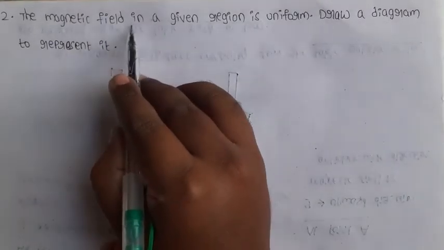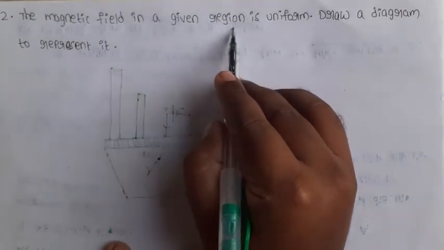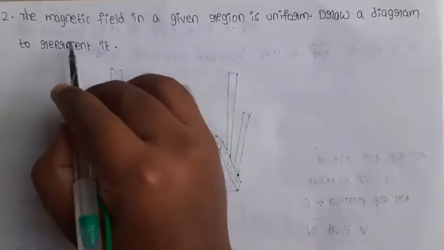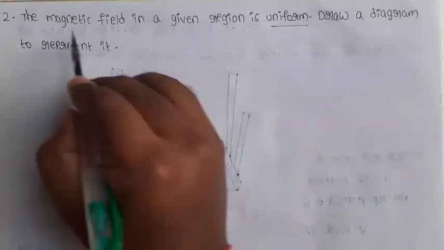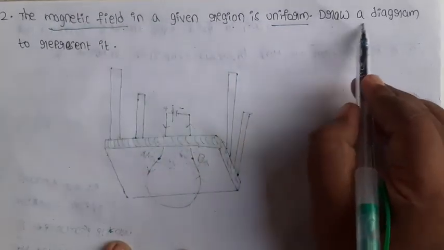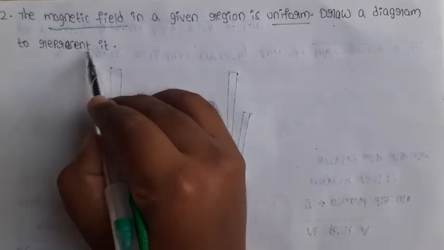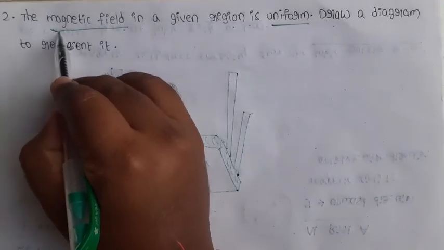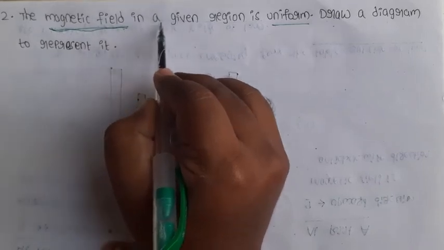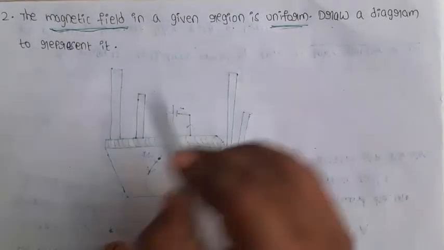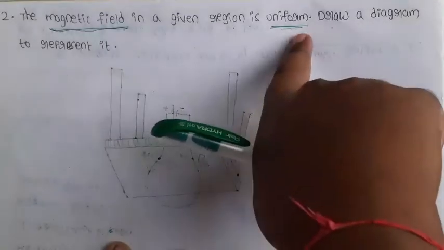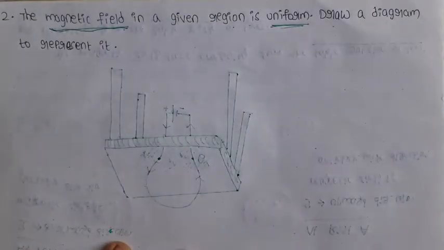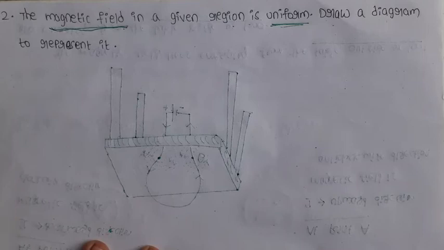Second question. The magnetic field in a given region is uniform. Draw a diagram to represent it. So here the condition is that the magnetic field in a given region is uniform. Where are the magnetic field lines uniform? We have already studied this.